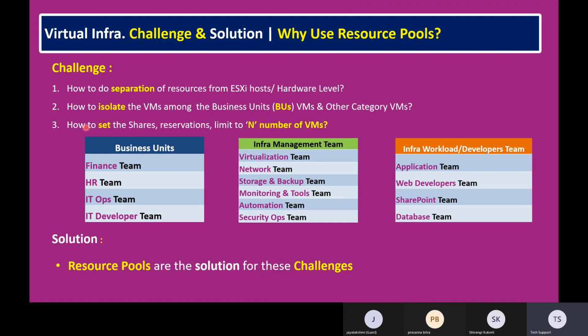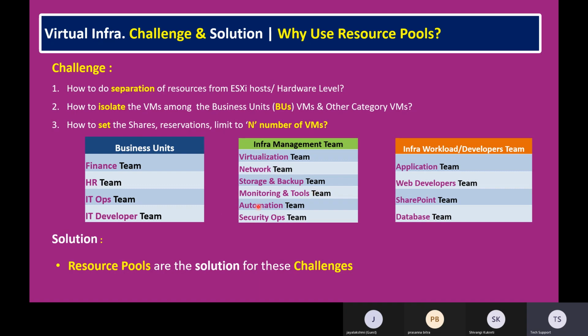Okay, and see that examples are given here. What are the departments and what is the infrastructure team? Normally in the IT infrastructure management team, in a real-time scenario, we have this many teams. Like the virtualization team, meaning our VMware team. The network team, they will take care of all the network devices, storage and backup team, they will take care of storage devices and taking the daily backups of our virtual machines. And the monitoring team and tools team, they will help us to do the monitoring of all our IT infrastructure.